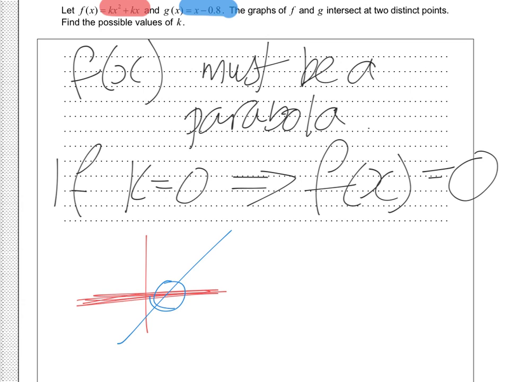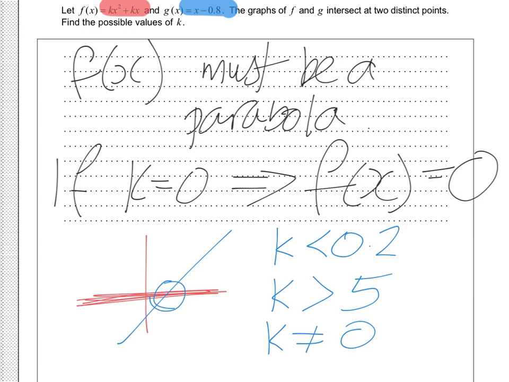So as well as the deductions I made before, that k is less than 0.2 and k is greater than 5, k can't be equal to 0. And the last thing I want to point out is that these must be strict inequalities, because if we allowed equal to 0.2, we would have exactly one solution. So that's the final answer there. K is less than 0.2, more than 5, and not equal to 0.